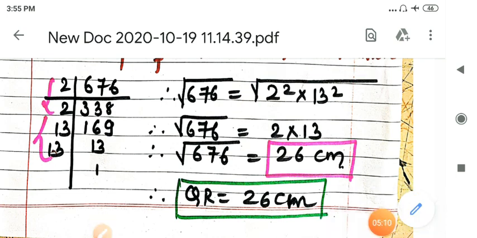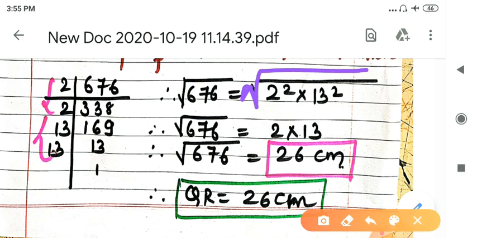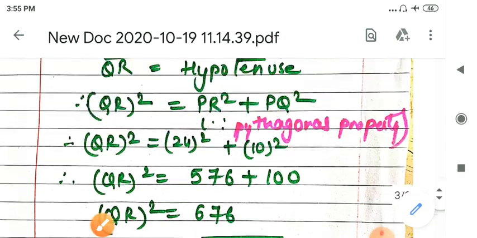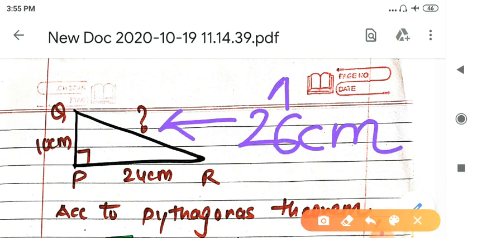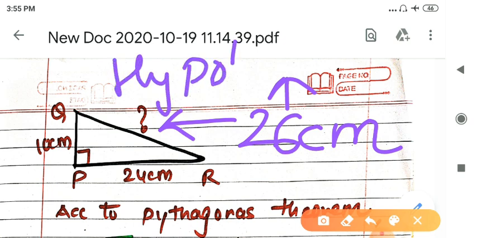For finding the square root, you apply the sign of square root over here, and then square and square root will get cancelled. So what will be remaining? 2 multiply 13. 2 multiply 13 is equal to 26 centimeter. So lastly you will get that QR is equal to 26 centimeter. Now looking at the figure, you will be able to understand that this side is 26 centimeter, which is our hypotenuse.